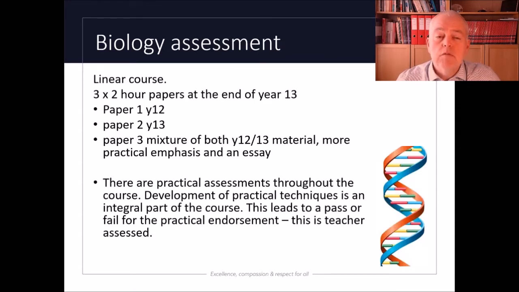In terms of the assessment, we're looking at what's called a linear course, which all A-levels are now. A linear course, that means you will study the course for 2 years and complete your assessment at the end of those 2 years. Biology has 3 exams, each of which is 2 hours long. The first exam, the first paper, looks at material that we've usually taught throughout year 12. The second paper looks at material that you've covered in year 13. And the third paper looks at anything that wasn't covered in the previous 2 papers, and also a little bit more emphasis on the practical aspect of the course, and also ends with an essay question.